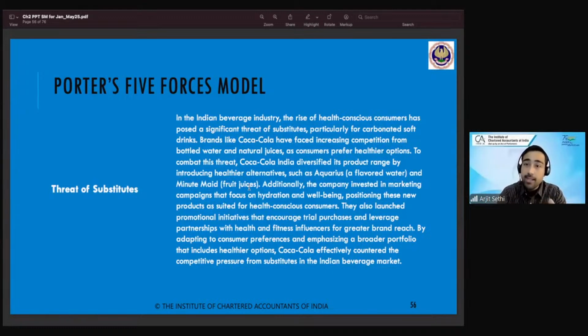They had to bring substitutes. वो सिर्फ कोका कोला नहीं बेच पा रहे थे, right? They had to bring Minute Maid fruit juices, bottled water, सब कुछ बेचना पड़ा substitute because people were like, Coca-Cola तो Coke is just too much sugar, too unhealthy for us. Additionally, the company invested in marketing campaigns that focus on hydration and well-being, positioning these products as well suited for health-conscious consumers. Now, they have effectively countered the competitive pressure from substitutes in the Indian beverage market. So, Indian beverage market में substitutes आने लगे, the companies have to switch themselves to substitutes as well.